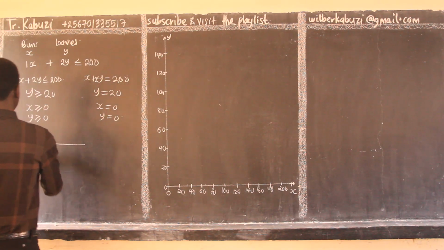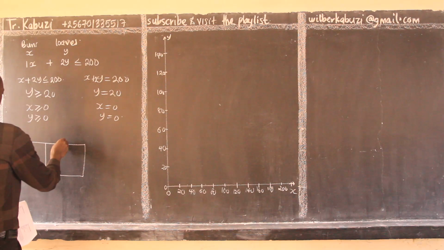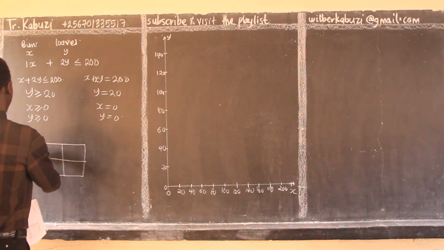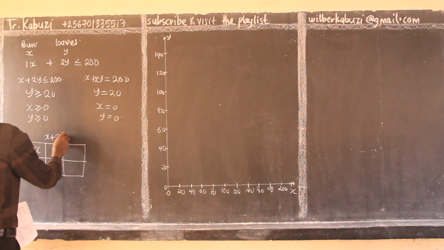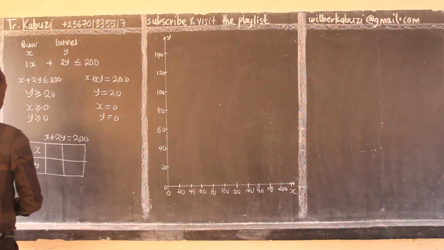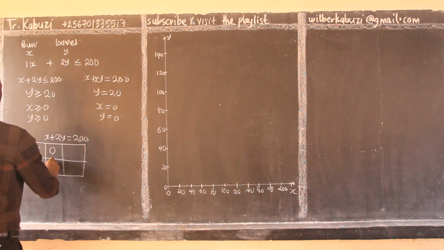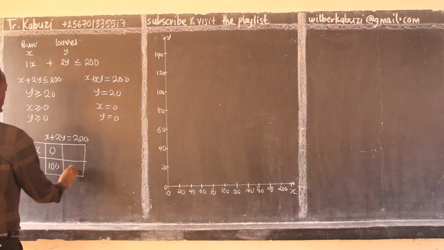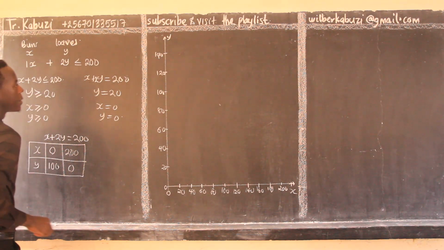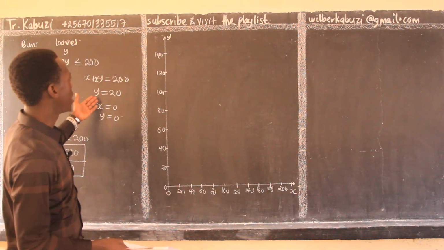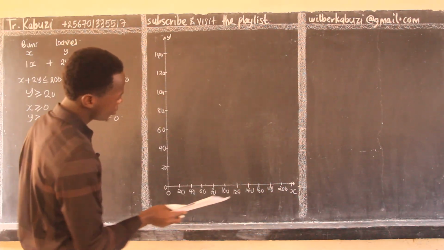So we come and get our intercepts here. This is our X, this is our Y. For the line X plus 2Y equals 200, when X is 0, Y will be 100, and when Y is 0, X will be 200. So we have those 2 points. Remember, this one is X equals 0 and this one is Y equals 0, so they are very easy to put.